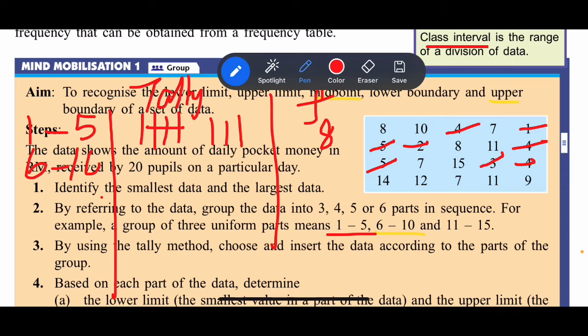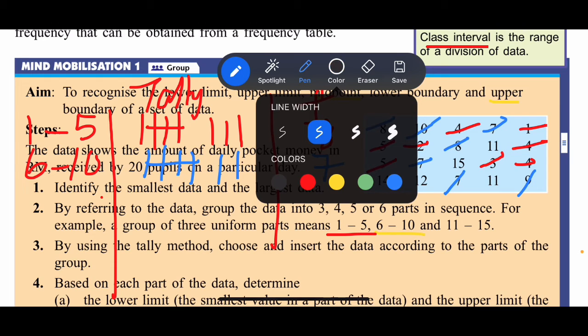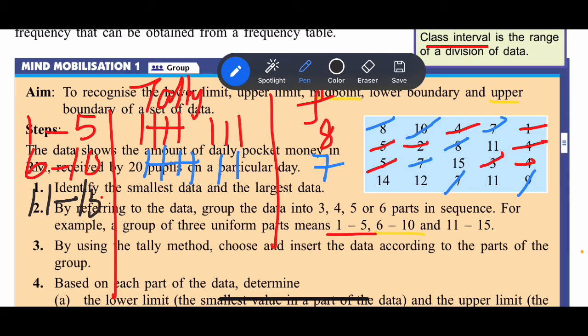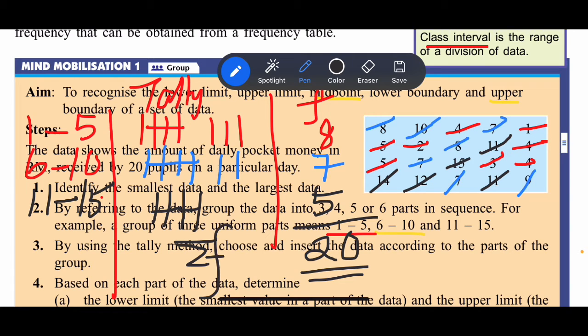Then how about 6 to 10? Now let's use another color. 6 to 10, we have 1, we have 2, we have 7, and we have 8, and 11 cannot write, we have 7, alright. 15 cannot write, we have 7, we have 9, right? Alright, so we have 7, right? So how about data which is 11 to 15? Okay, let's see. 11 to 15, we have 1, we have 2, 12 is between 11 to 15, right? And 11. So we have one more 15, right? We have 5. We should have 5 because when we total up, we must get 20. The total frequency should be 20.